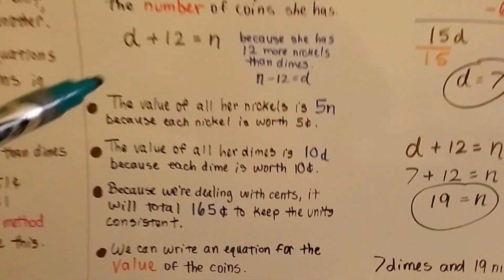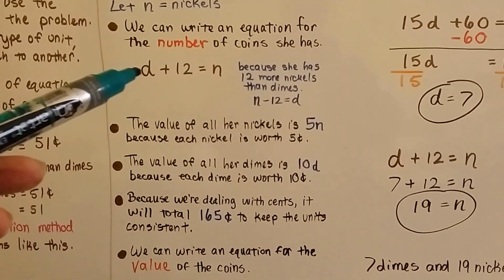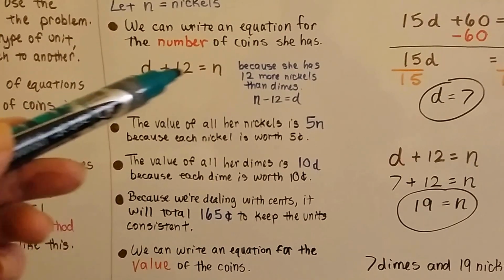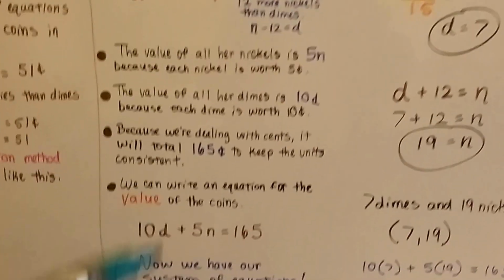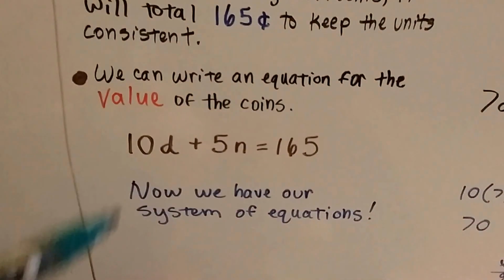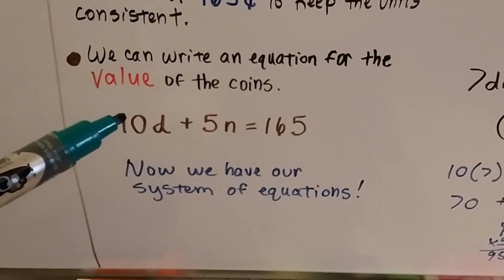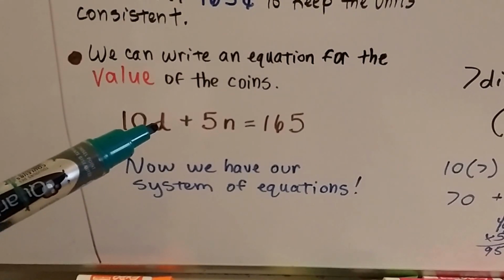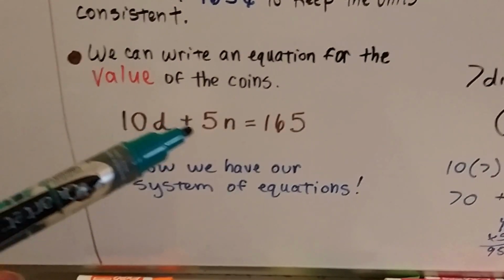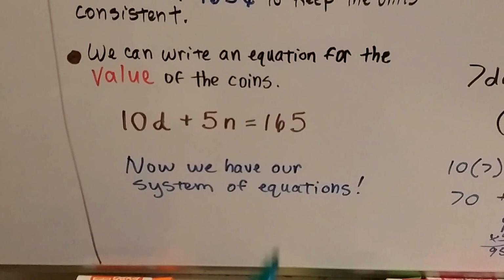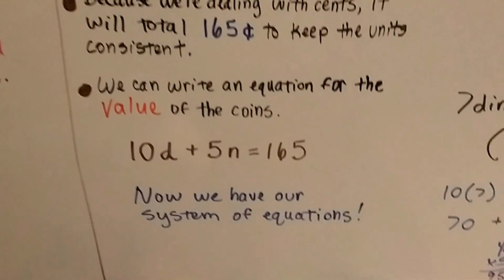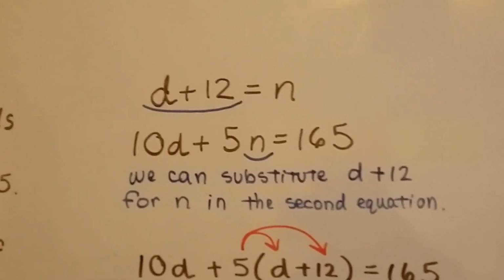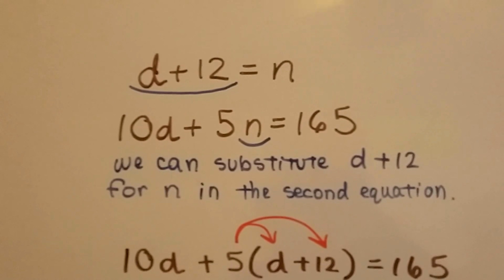So we wrote an equation for the number of coins she had. She had 12 more than the dimes for the nickels, right? So now we're going to write an equation for the value of the coins. And that's going to be 10 times the number of dimes she has plus 5 times the number of nickels she has is going to total 165. So now we have our two equations. We have our system of equations. We've got D plus 12 equals N, and 10D plus 5N equals 165.